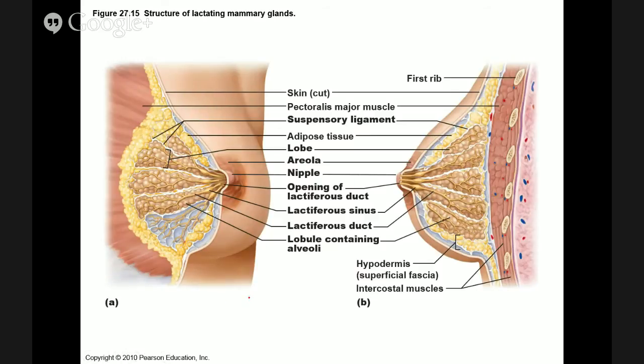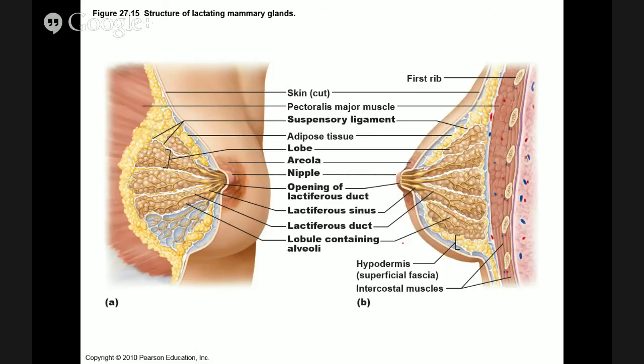Sometimes we forget that the mammary glands are also a part of the reproductive system, because as the fertilized ovum, which then becomes the embryo, which then becomes the fetus, is developing within the mother, she also has to prepare to nourish that infant once it's born. So the mammary glands and their development is important in that regard.